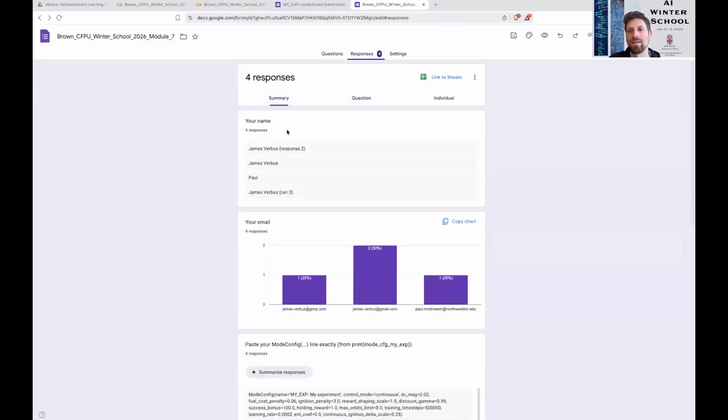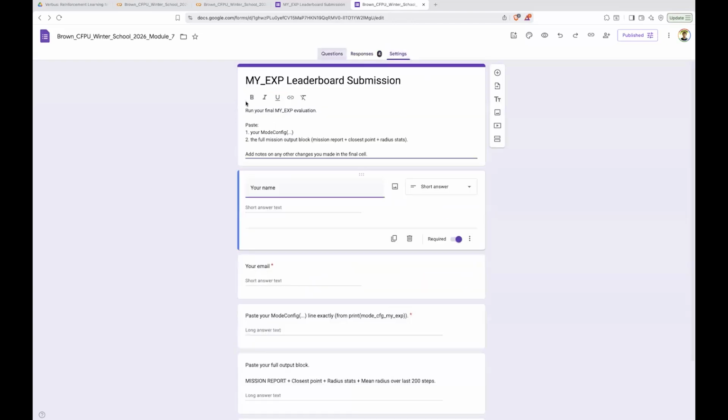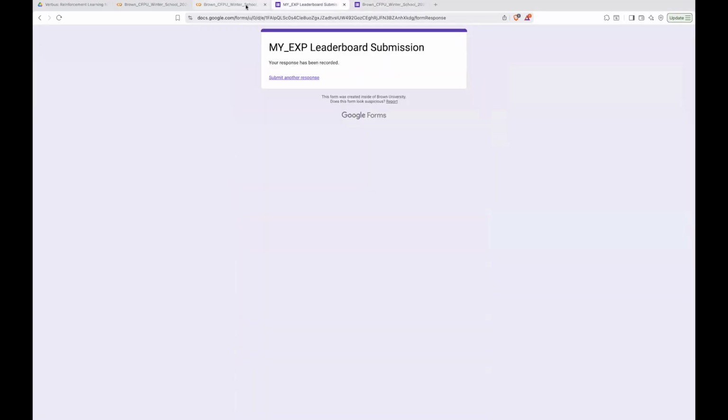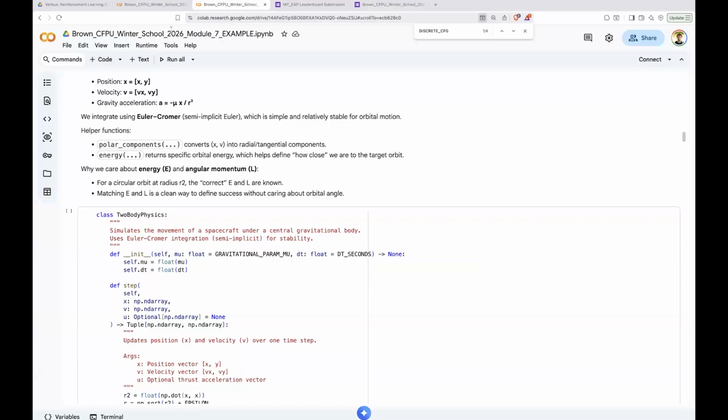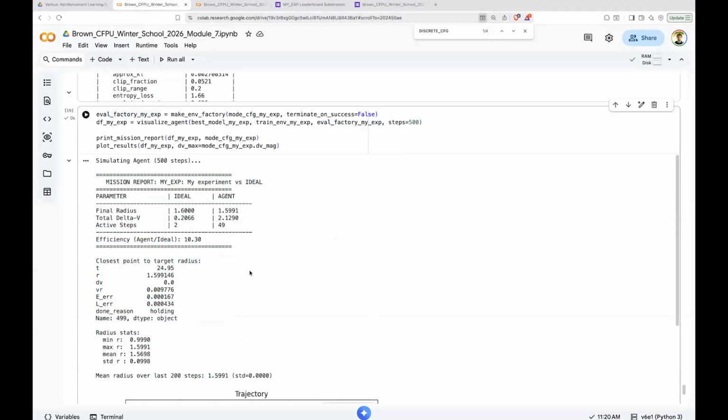Got it. Okay. Maybe we'll anonymize the names just so that your names aren't particularly linked, but we can put the results in so you can see what the parameters and what the output was.